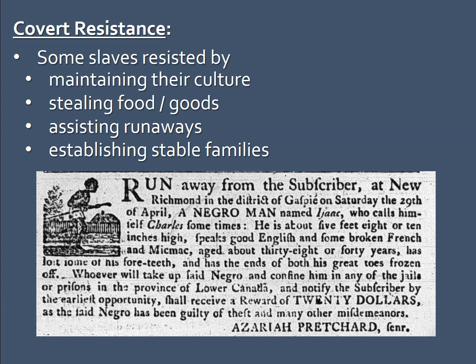So if you weren't physically able to fight back, well, you could do other things. For one, you could keep your culture going. So even though everyone else around you is speaking English, if you were from Africa, or your parents were from Africa, or their grandparents were from Africa, you could keep some of that language and religion alive by practicing it secretly. You could steal food. You could steal goods from the slave owner. You could run away. You could assist runaways. You could maintain a stable family.